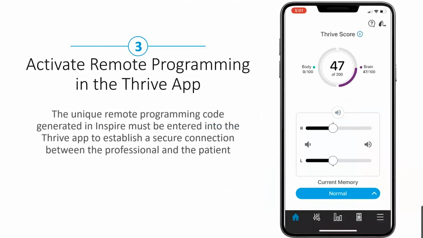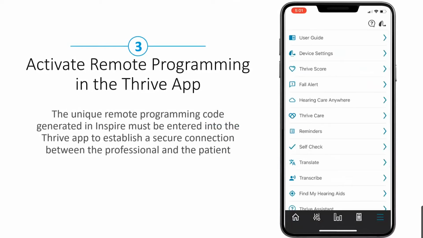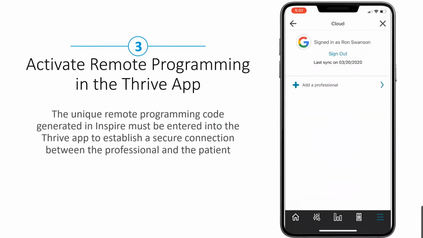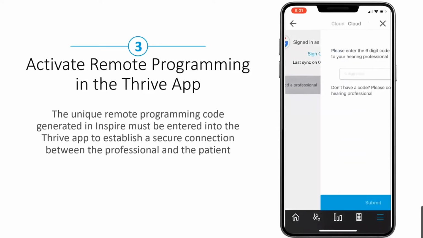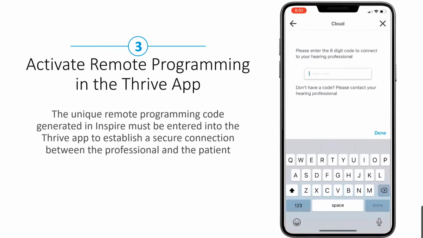Now, in order to have access to Hearing Care Anywhere, the patient must be logged into the cloud, and they can do that through Facebook, Google, Apple, or they can create their own unique Thrive cloud account as well. Once logged into the cloud, they'll simply go to the settings on the bottom right-hand side of the toolbar, followed by Hearing Care Anywhere in the center of the screen, and simply tap to add a professional. Just that easy. They simply add that 6-digit code onto the screen there to create that secure and private link.